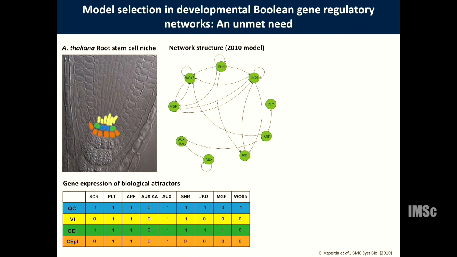So this is the 9-node network, which they have constructed, which captures these 4 different cell types. So these are the steady states. Each node can have value 1 or 0. These are the attractors of the system. These are supposed to be the fixed points for this model, which they proposed for the root development.